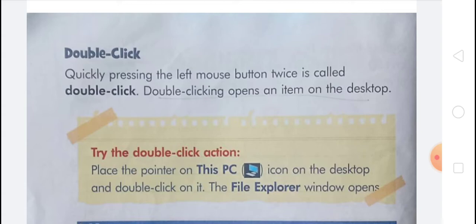First one is monitor. A monitor looks like a television, and it can display words, images and videos. A monitor is also called a visual display unit. And CPU. The CPU cabinet contains the central processing unit. It controls all the other parts of a computer connected to it.